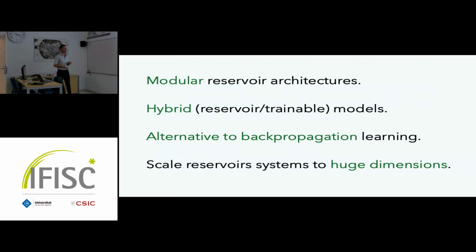Okay, so for the future and current directions that we are pursuing: modular reservoirs. So if I have to solve memory, I use a linear system with a specific structure. Otherwise, I can use a nonlinear system. There is no meaning in using a nonlinear system for the memory, for example, right? Hybrid reservoir and trainable models. This is really strange, that in general, out there, we never use reservoirs and trainable systems together. And of course, alternatives to backpropagation learning.